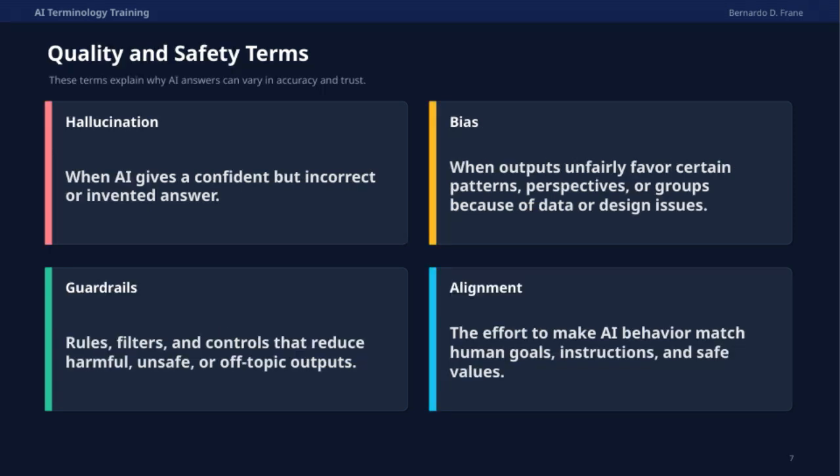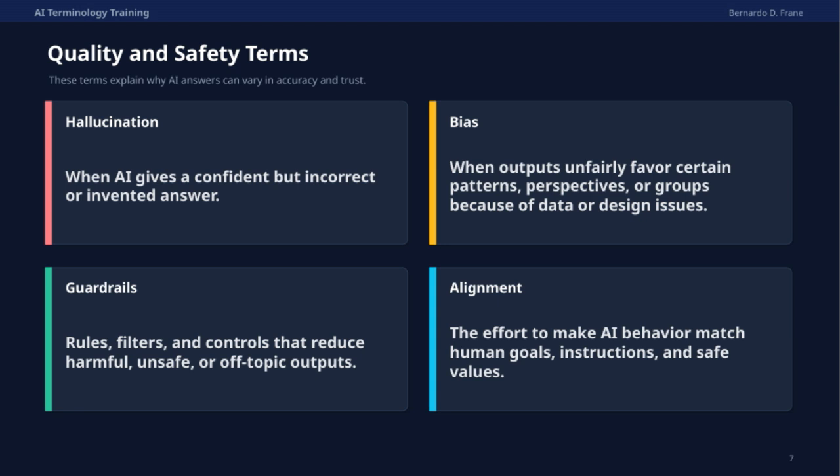Now, let's talk about the effort to make AI behavior align with human goals, instructions, and safe values. This is often called alignment, and it involves designing rules, filters, and controls that help reduce outputs that could be harmful, unsafe, or simply off-topic. The goal here is to ensure AI responds in ways that are responsible and aligned with our expectations.